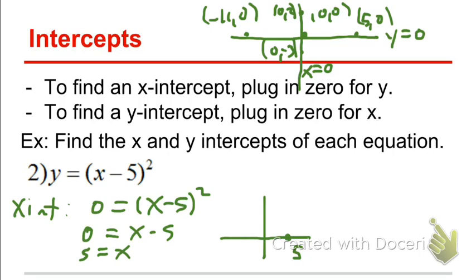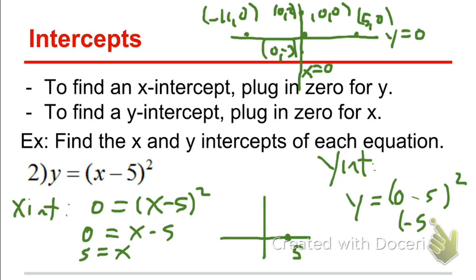To find the y-intercept, we're going to plug in 0 for x. So you get y is equal to (0 minus 5) squared. That we can evaluate. 0 minus 5 is negative 5. If you square it, negative 5 times negative 5, since the negative 5 is in parentheses and you're squaring it, it's going to become a positive 25. So you get this point all the way up here at 25.